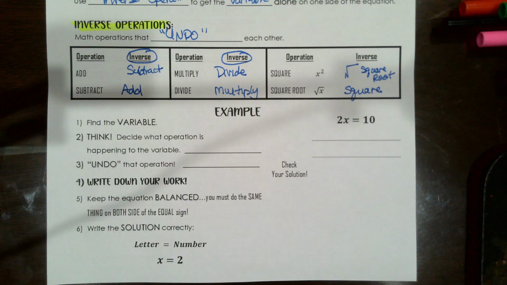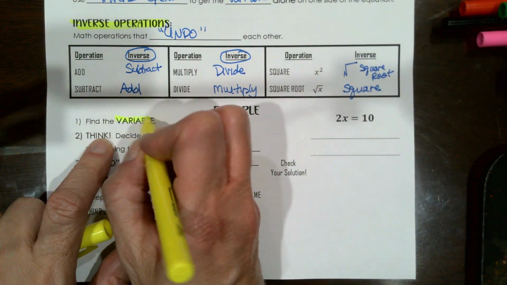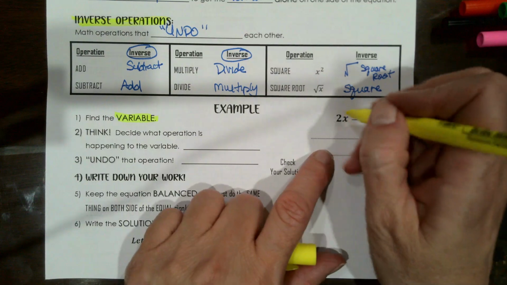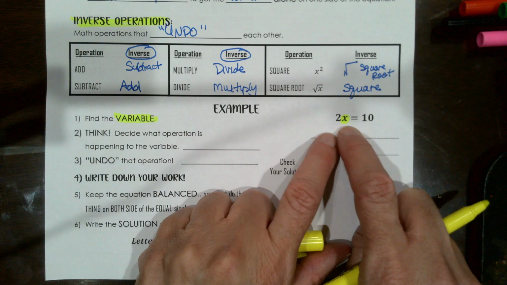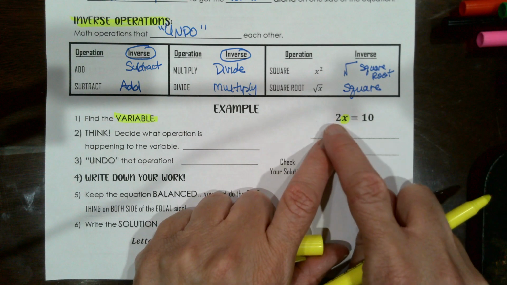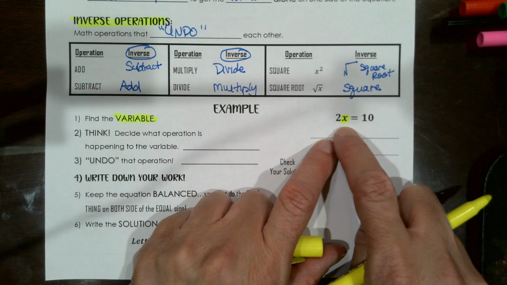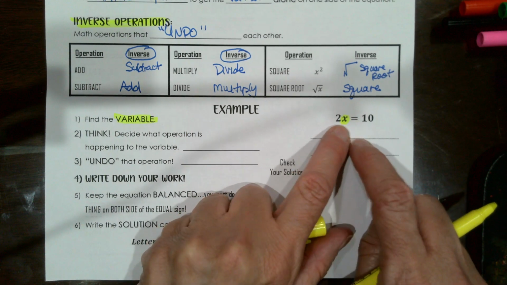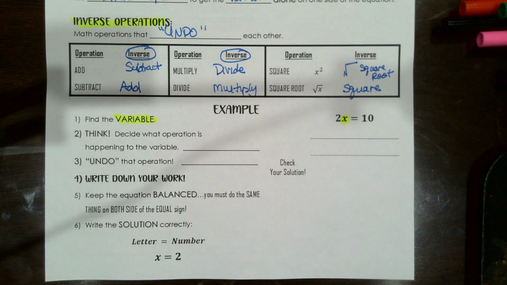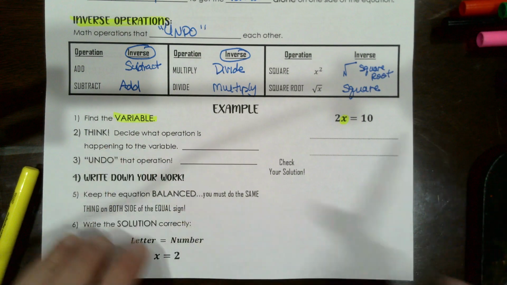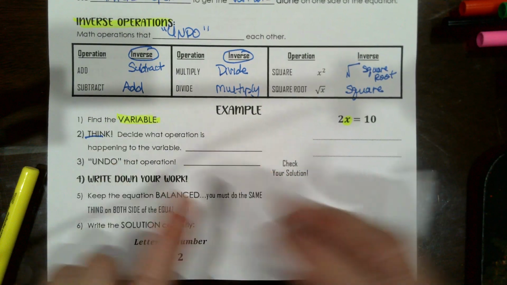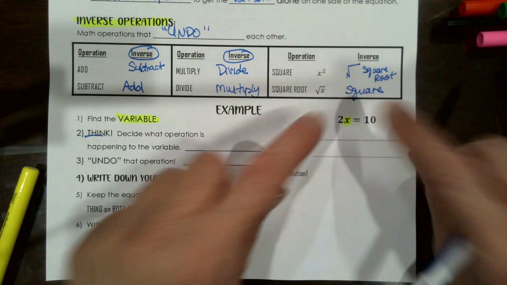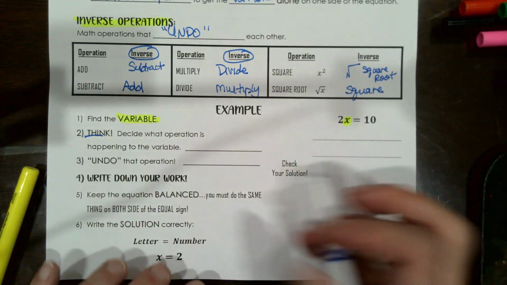So first thing we do is find that variable. All right, here it is. Now remember, the variable is the x. 2x together is a term. The 2 is the coefficient, the x is the variable, and 2x is a term. So all alone, the x is the variable. Now I want you to think, what operation is happening to the variable? Again, x and a 2 smooshed together like that means multiplication.